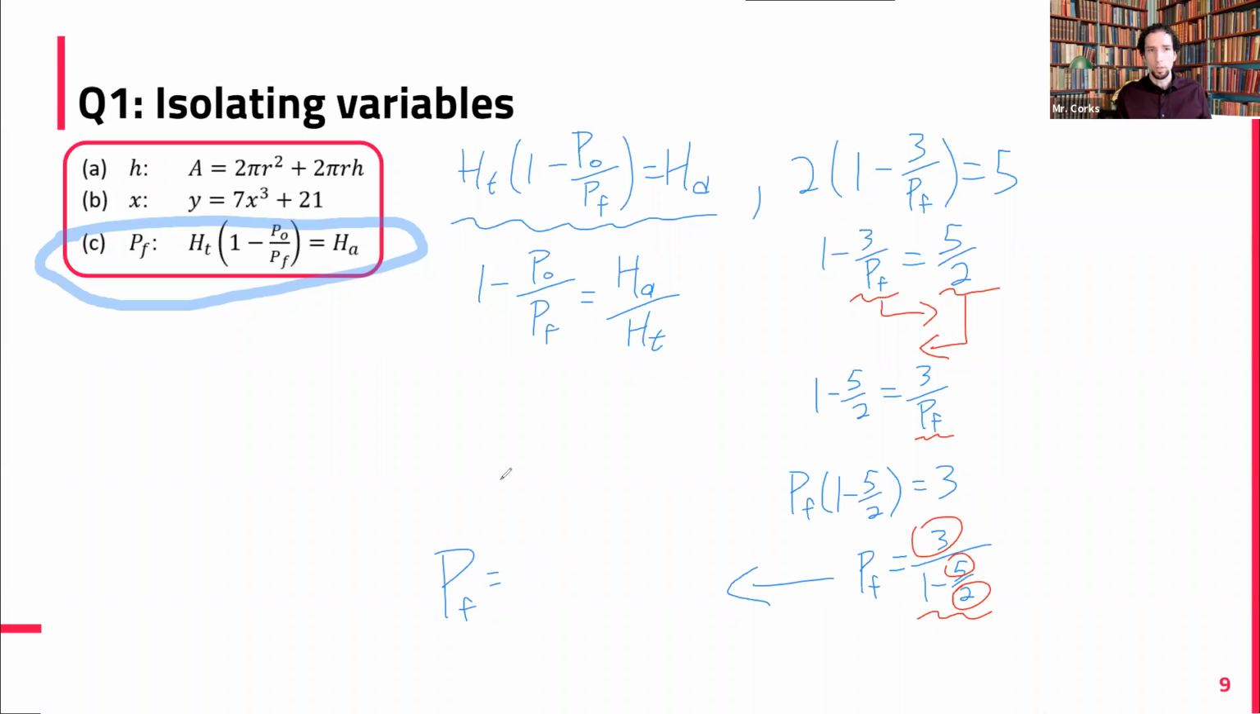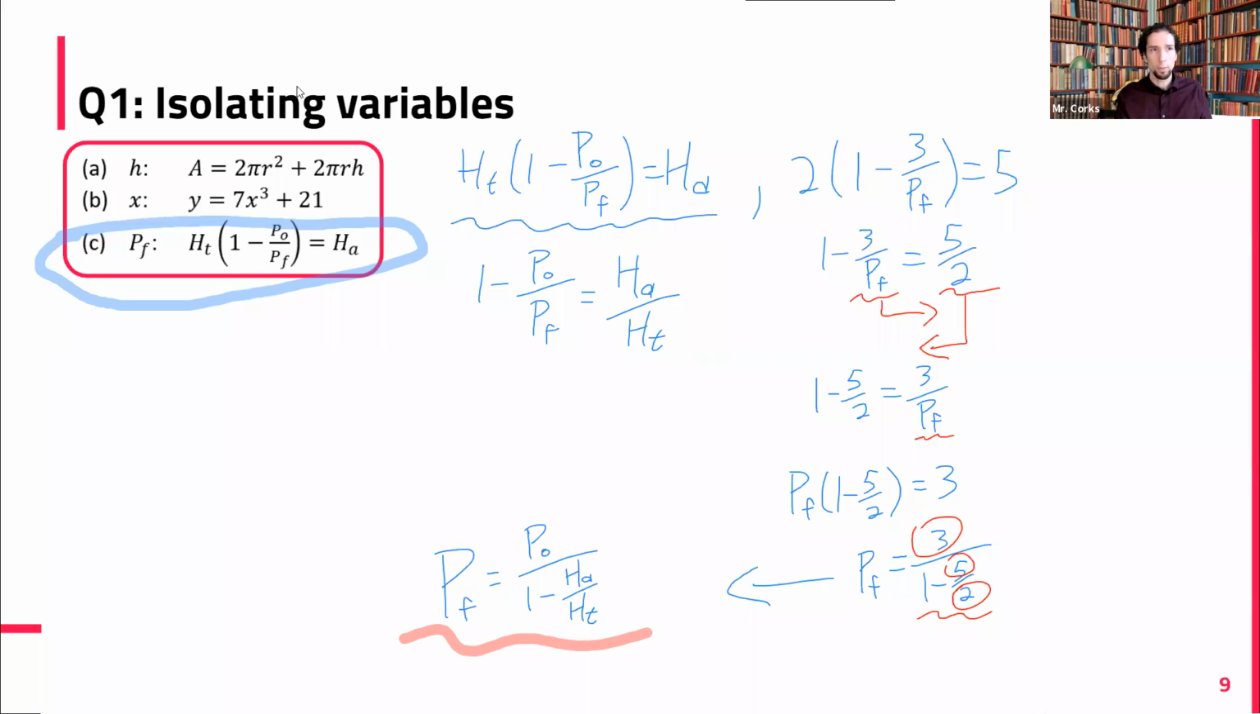PF equals, what was the 3? It was P naught over 1 minus HA over HT. So this is a way of thinking about these questions. If it's just numbers, it's probably more intuitive and more natural to think about it. But the exact same skill, the exact same technique, you know, if we have an adding, then we subtract to eliminate it or whatever, is being used to get the result that we have on the left here.